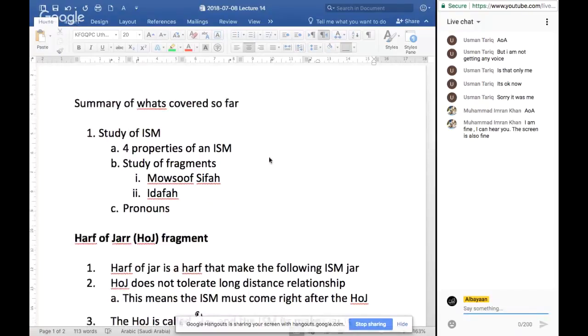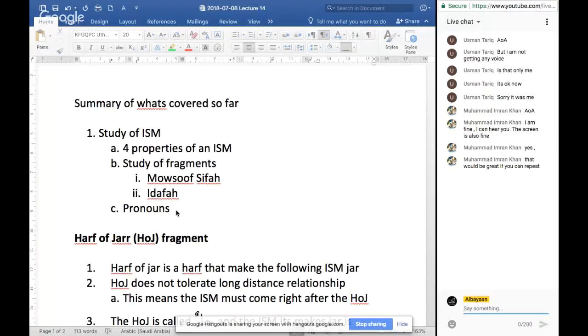We have done the ism, as you know, and we did the 4 properties of the ism in the beginning in quite a lot of detail. Then we studied the fragments. In the study of fragments, we did 2 fragments so far. We did Mawsuf Sifa and we did the Idafa, right? And in the Idafa, we encountered a situation where we had to study the pronouns. So we went out of Idafa and we did the pronouns.